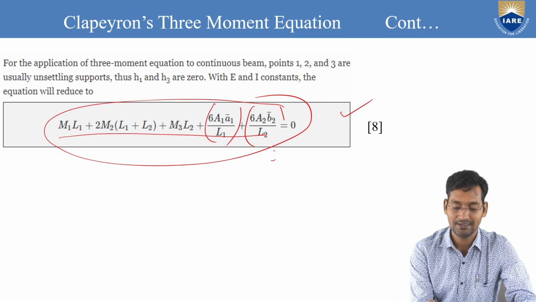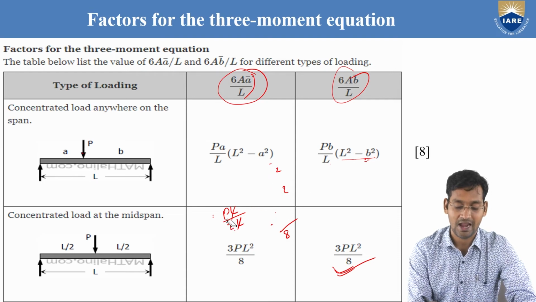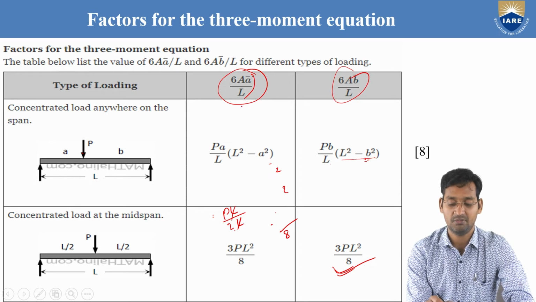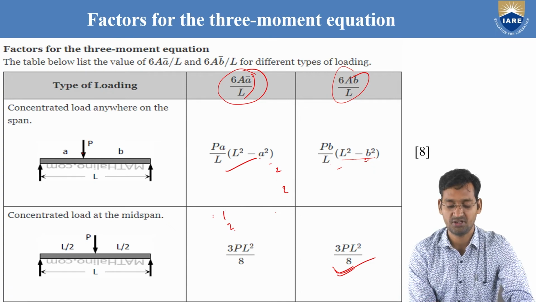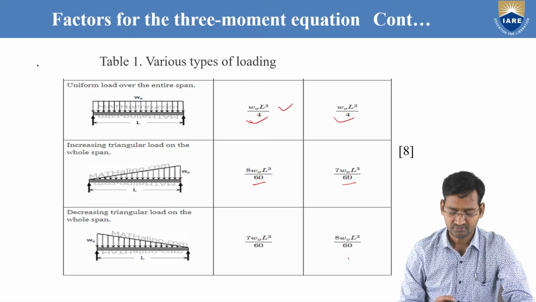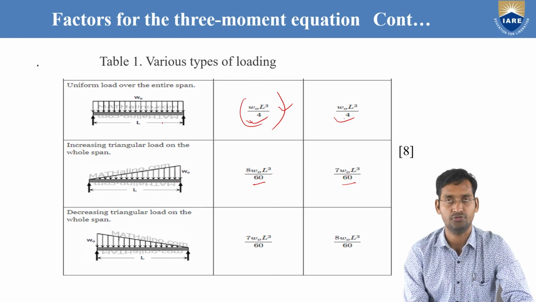Now here, this one is fine. For finding this, that table is there, and you have to remember what values to replace. If a load is acting from the left side at a distance A and from the right at a distance B, then 6AA by L will be this value and 6AB by L will be this value. If it's acting at mid span, at L by 2 distance, just replace A with L by 2 and B with L by 2, and you will get this. For a simply supported beam, this will be W0 L cube by 4, W0 L cube by 4, because it's uniformly distributed.